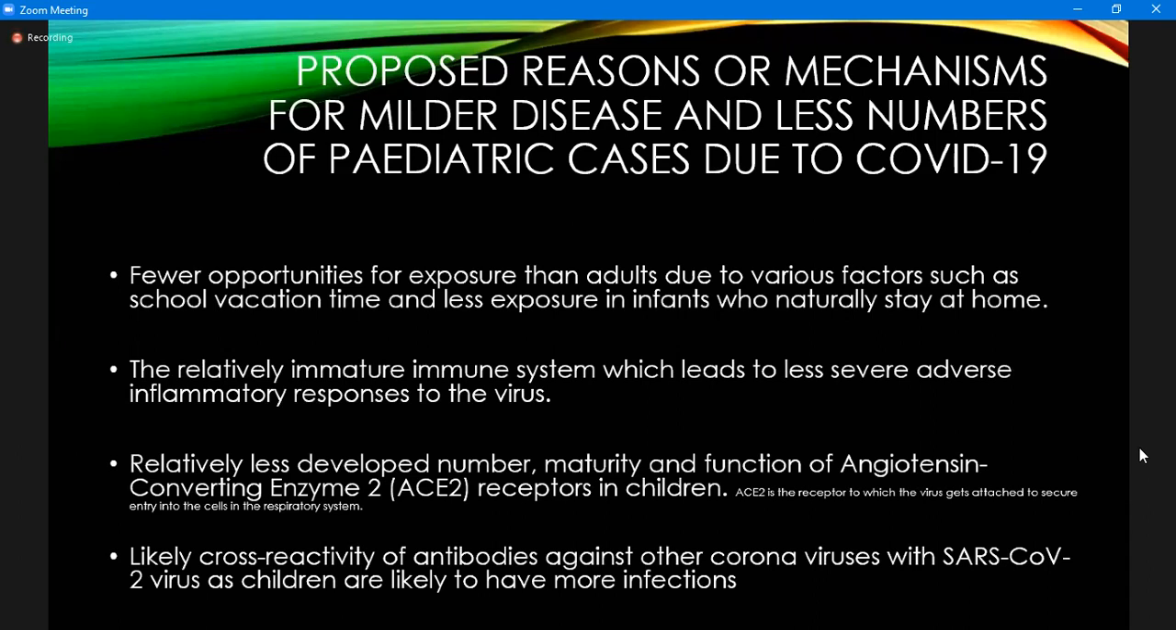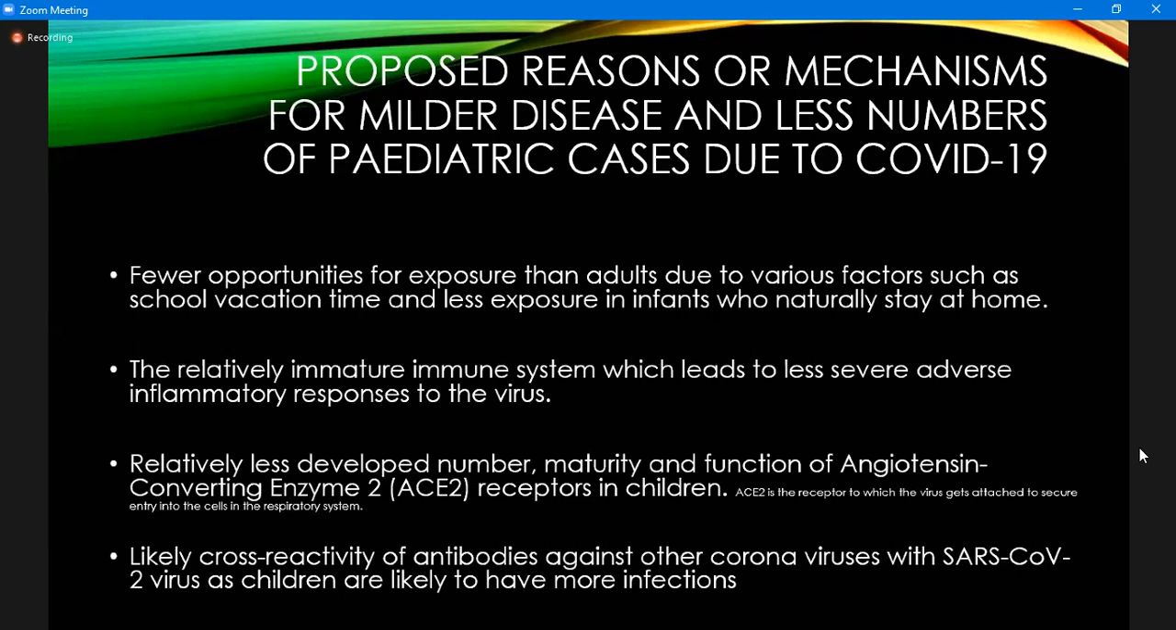Firstly, fewer opportunities for exposure than adults due to various factors, such as school vacation time and less exposure in infants who naturally stay at home. Of course, children do not go out as much as adults. Secondly, the relatively immature immune system, which leads to a less severe adverse inflammatory response to the virus. Of course, we heard that in most of the severe patients, the main problem is the inflammatory cascade.